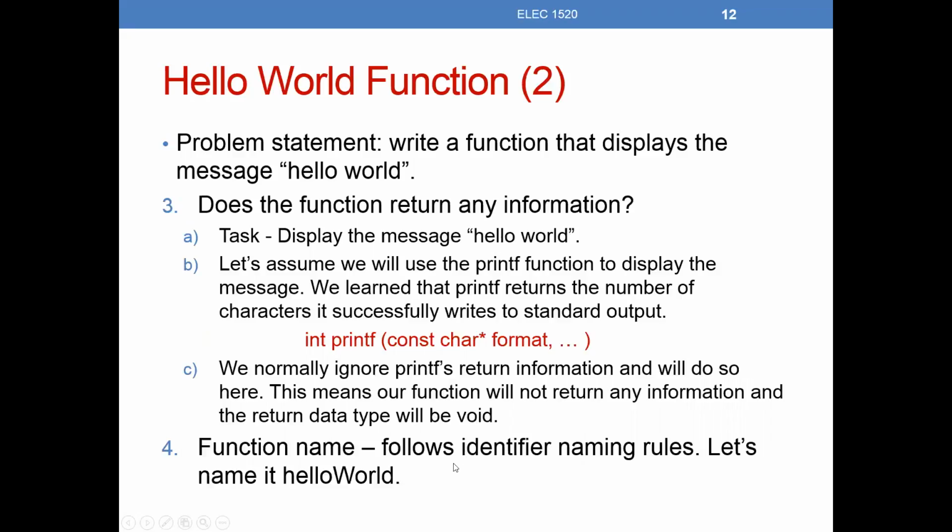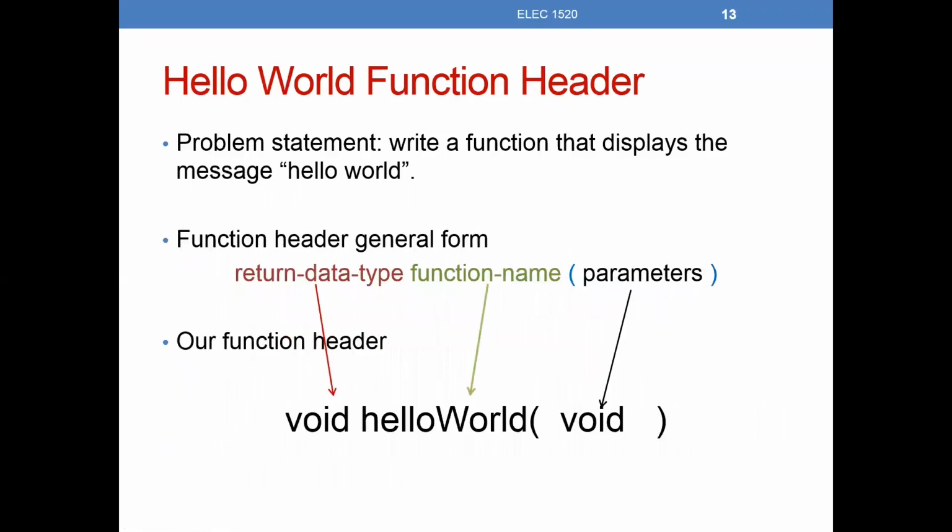And whenever you name the function, we follow the C identifier naming rules. Start with a letter of the alphabet or an underscore. It can contain numbers, letters, or an underscore. Can't be the name of any keywords, and it's case sensitive. So in our case, we're going to name our function hello world.